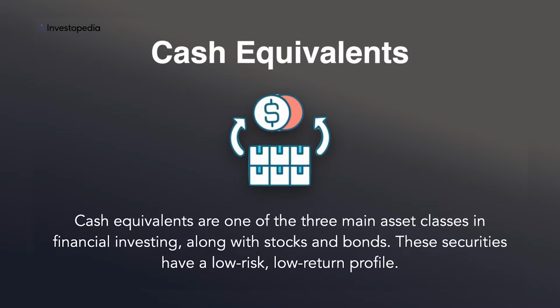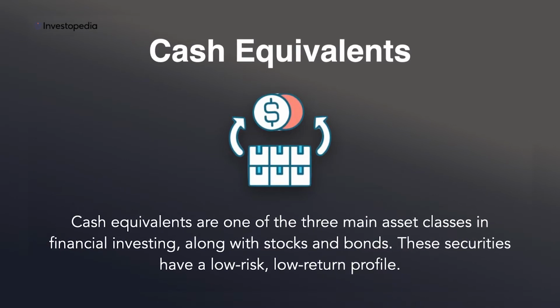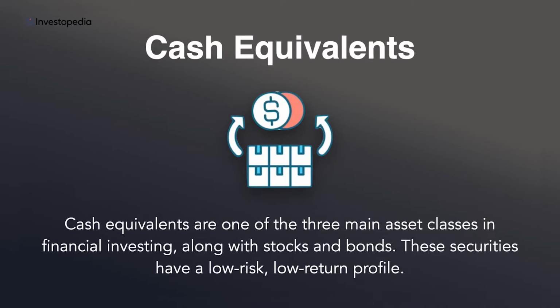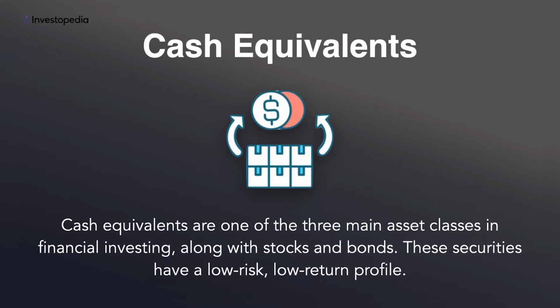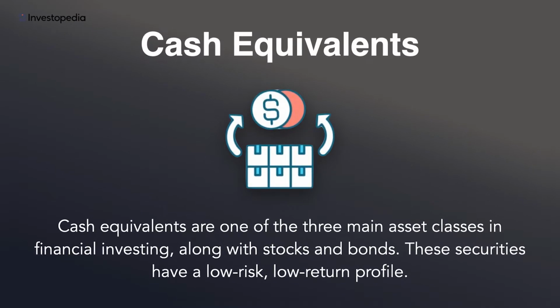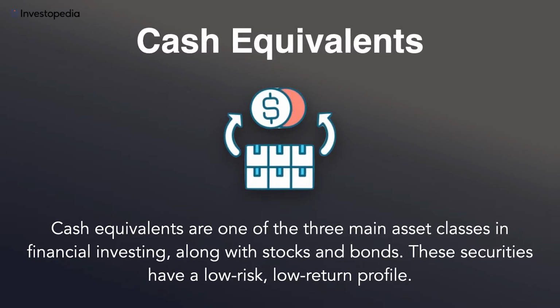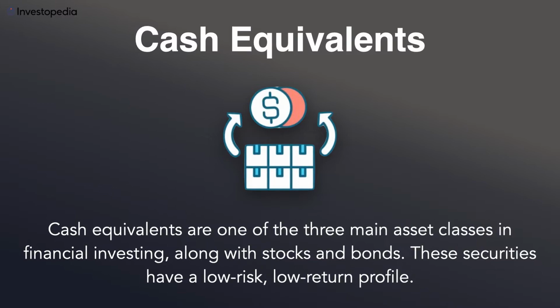So once again, we've been talking a lot about asset classes and the importance of understanding each one, but diversifying within and amongst asset classes. So right here, if we look at cash equivalents, according to Investopedia, cash equivalents are one of the three main asset classes in financial investing. Along with stocks and bonds, these securities have a very low risk and a very low return.